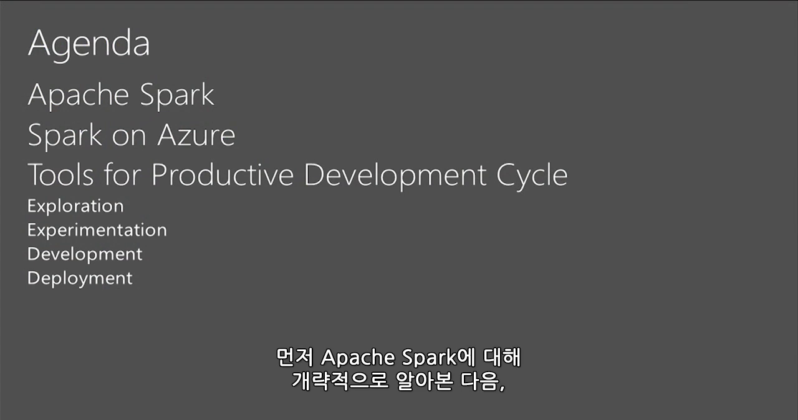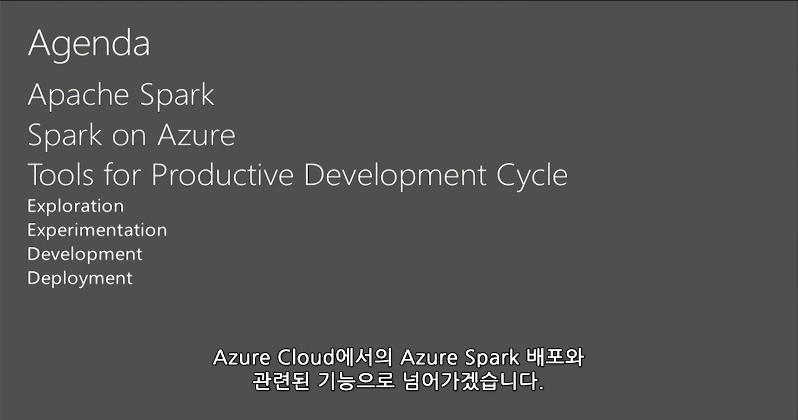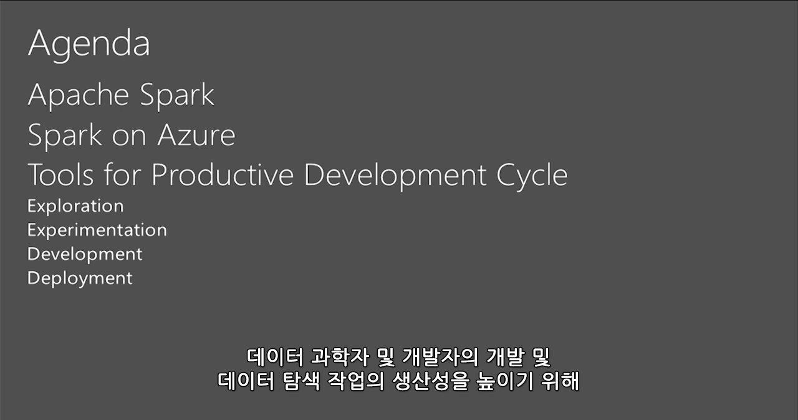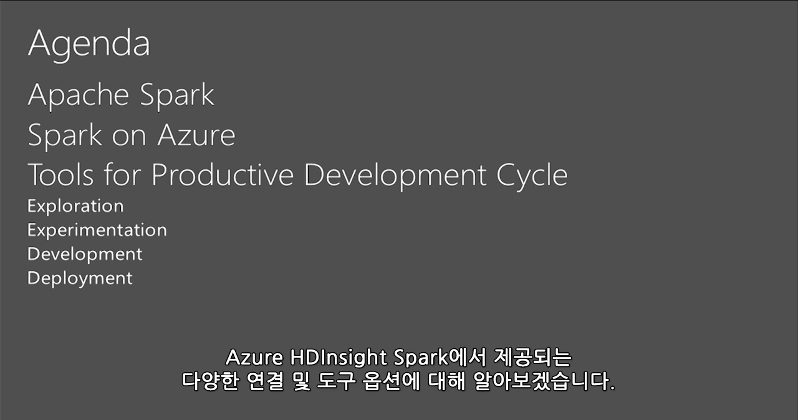We'll start with a discussion of Apache Spark. We'll give it a fairly high-level overview, and then switch to a discussion of features more specific to deployment of Spark on Azure Cloud. We'll talk about a variety of connectivity and tooling options available in Azure HDInsight Spark that make development and data exploration tasks more productive for data scientists and developers.